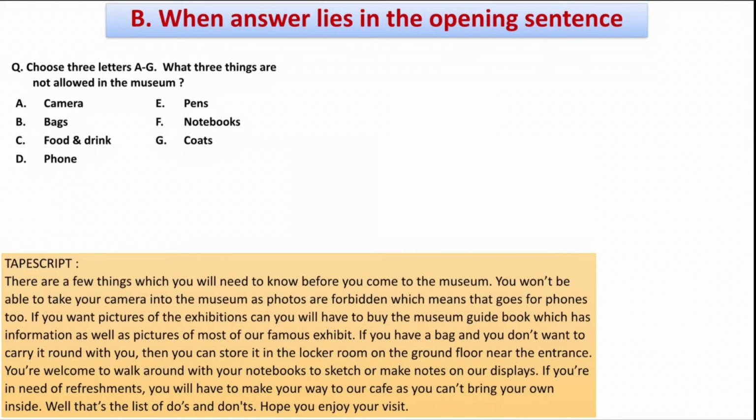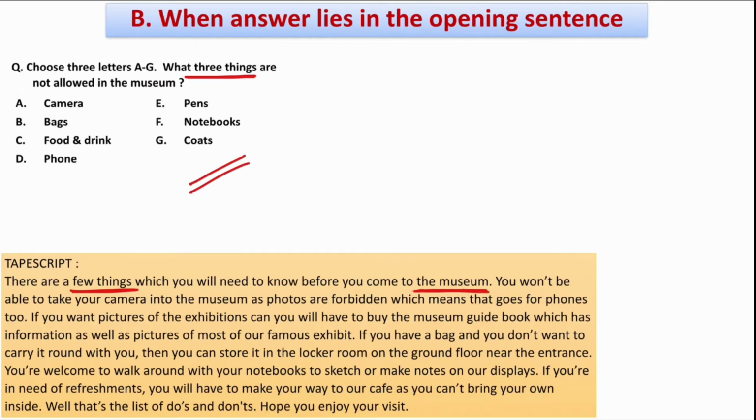Now in this conversation, you observe one thing, that the answer lies in the opening sentence. If the question said, I'll repeat the question again, what 3 things are not allowed in the museum? And you are given 7 options to choose from. The speaker mentions each and every option in the conversation, but you have to choose only 3 options which he or she said are not allowed in the museum. So according to the first 2 sentences, there are a few things you will need to know before you come to the museum. This is referring to the question itself.